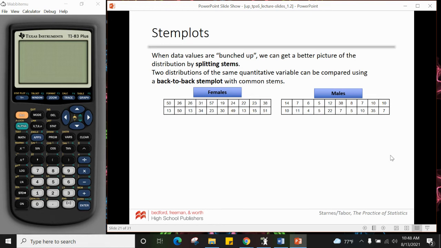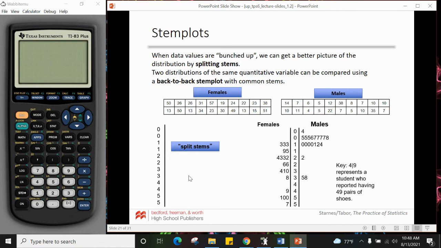So when there's a lot of data or it's all bunched up, we can split the stems and make the data a little bit easier to see. You can also use two distributions to make it back-to-back. So let's do that. First, we're splitting the stems. So instead of having 0, 1, 2, 3, 4, 5, we have 0, 0, 1, 1, 2, 2, 3, 3, 4, 4, 5, 5. So this first one is going to hold the numbers 0 through 4, and then the next one is 5 through 9.